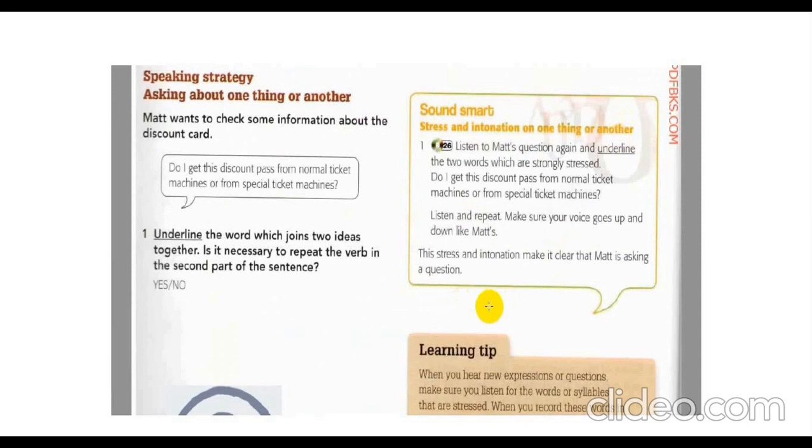Yes. We can repeat the audio to get the stress and intonation of the speaker.